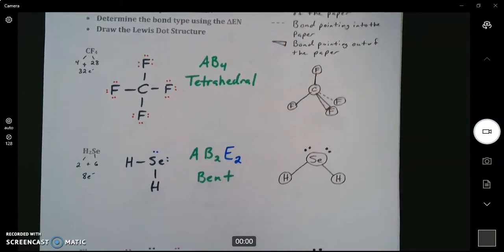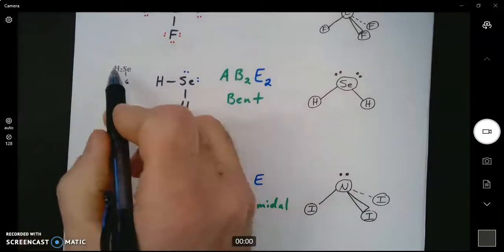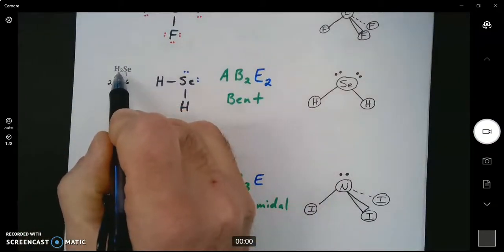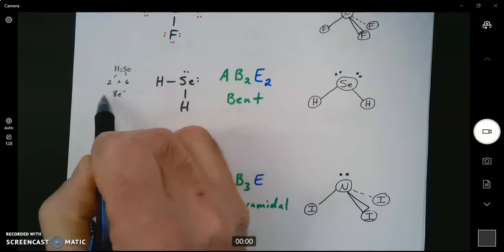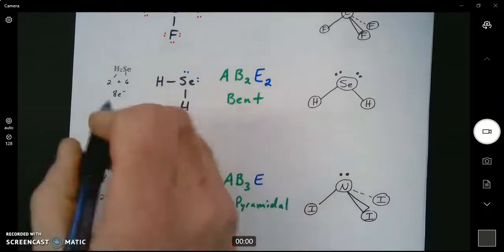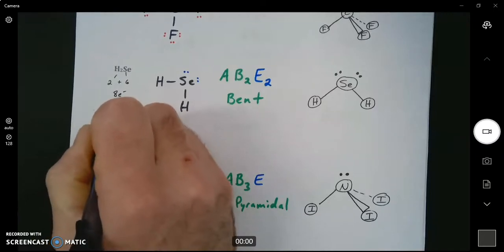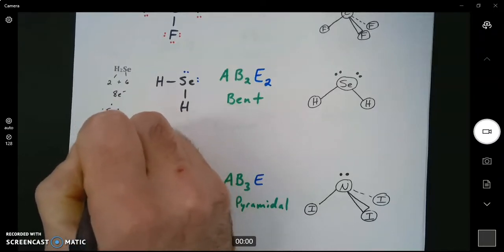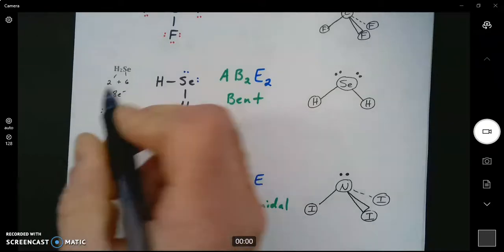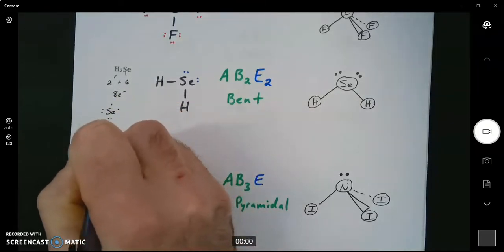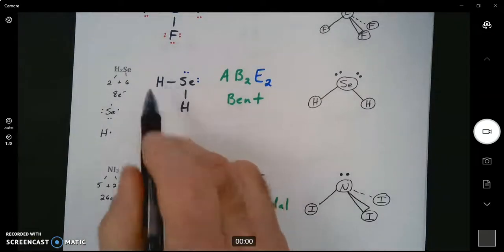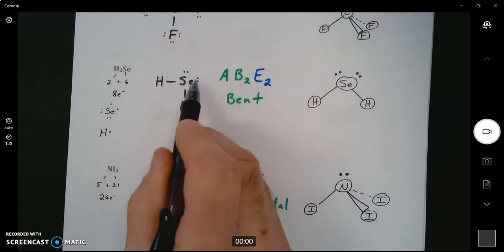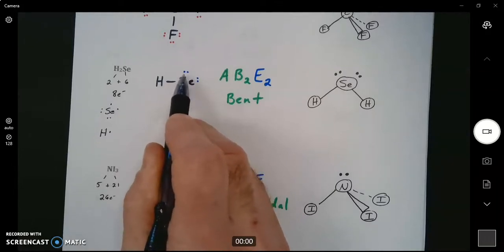If we look at H2Se, 2 hydrogens, each one gives us a single valence electron. We have a total of 2. Selenium gives us 6 valence. That's a total of 8. Selenium is going to go in the middle, and the reason it's going to go in the middle is because it has two bonding sites, two unpaired electrons, where the hydrogen only has one. So the element with the more bonding sites and the lower electronegativity goes in the middle. That's selenium. Bond your hydrogens, fill in the octet, fill in the outer shell with lone pairs, and we're good.